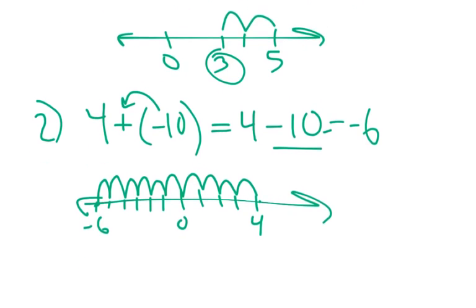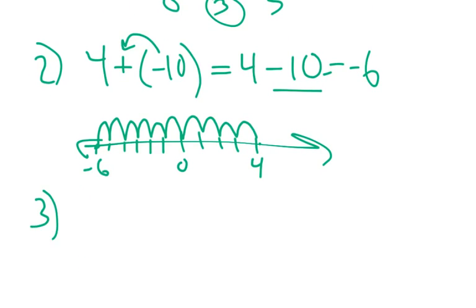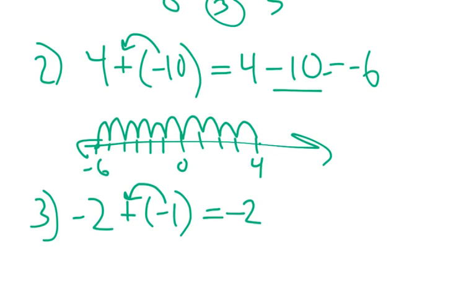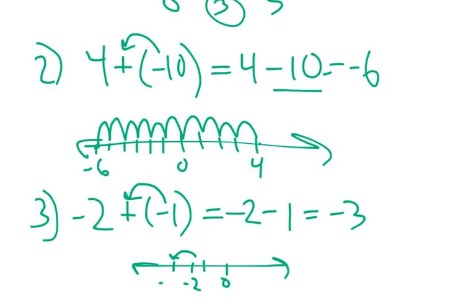I'll do one more example. Let's go with negative 2 plus negative 1. Keep the numbers small to keep it easy. This minus sign is going to beat that plus sign, and so that becomes negative 2 minus 1, which is going to equal negative 3. Go to a number line, 0. You're at negative 2. Subtracting 1 means you go to the left 1 unit to negative 3.